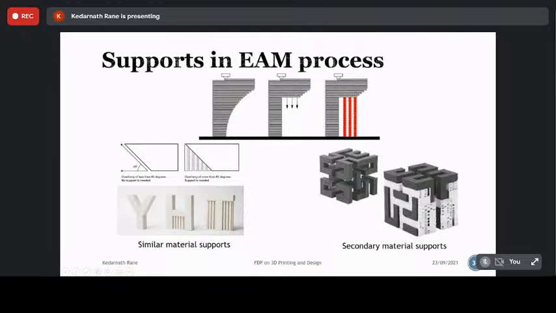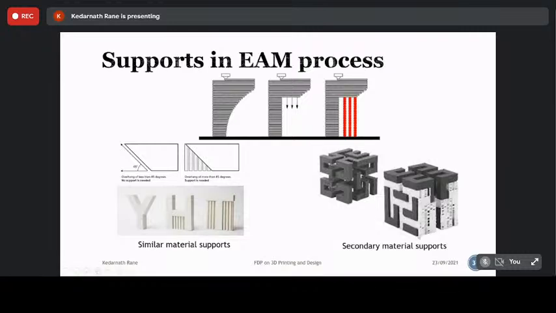You can have this support manufactured through the same material or different materials. If there is only one nozzle in the system, you can go for similar material and then easily remove the support structure afterwards. Or you can have a secondary material. For example, some commercial machines have two nozzles. One nozzle is used for the primary material, which is the actual part, and the other for the secondary material.